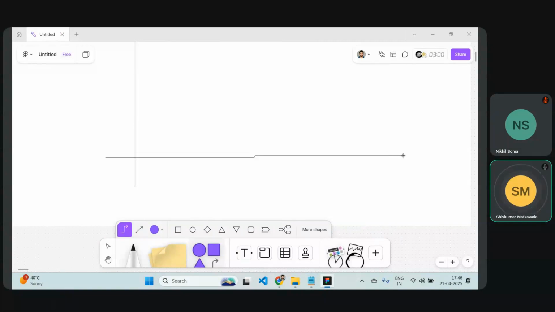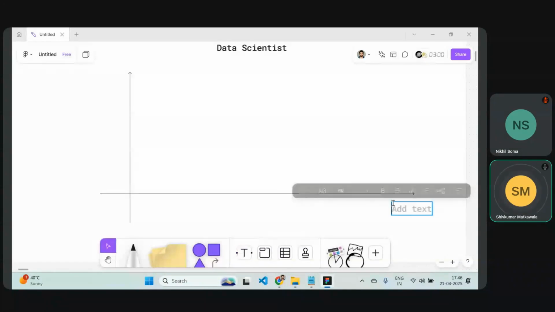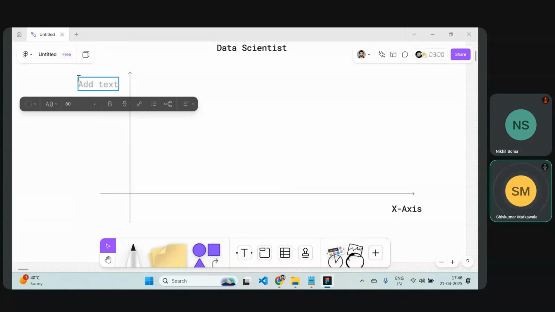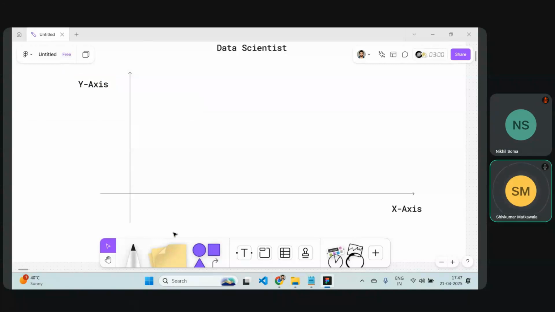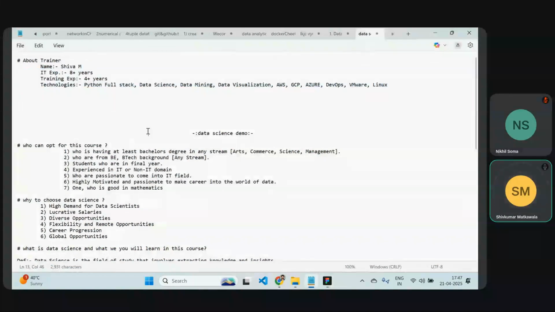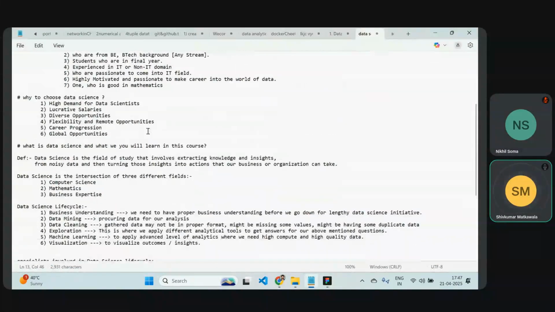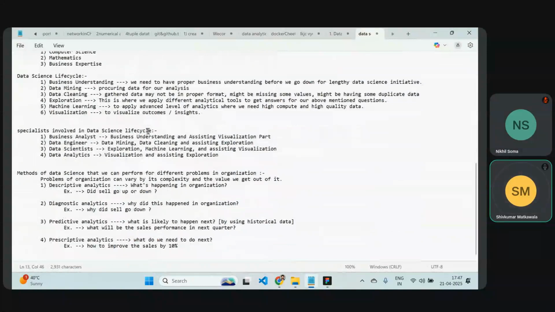So you can think this is the x axis. Okay, I will write it here: x axis. And this is the y axis.